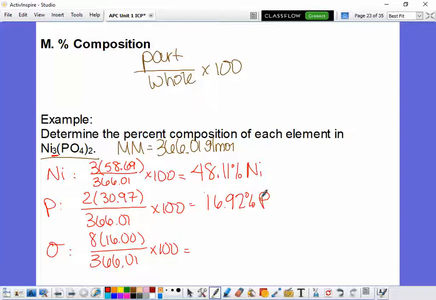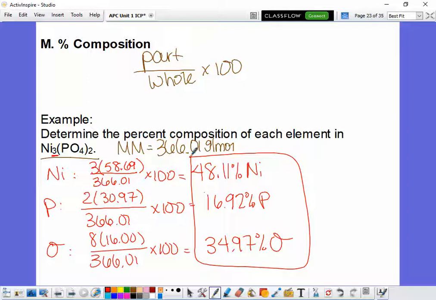And now we're just waiting on oxygen. 34.97. Cool. And now all those percent compositions should add up to 100. It's okay if it's a little bit off, like 100.01 or 99.98 or something like that. That's okay. Right? Cool.